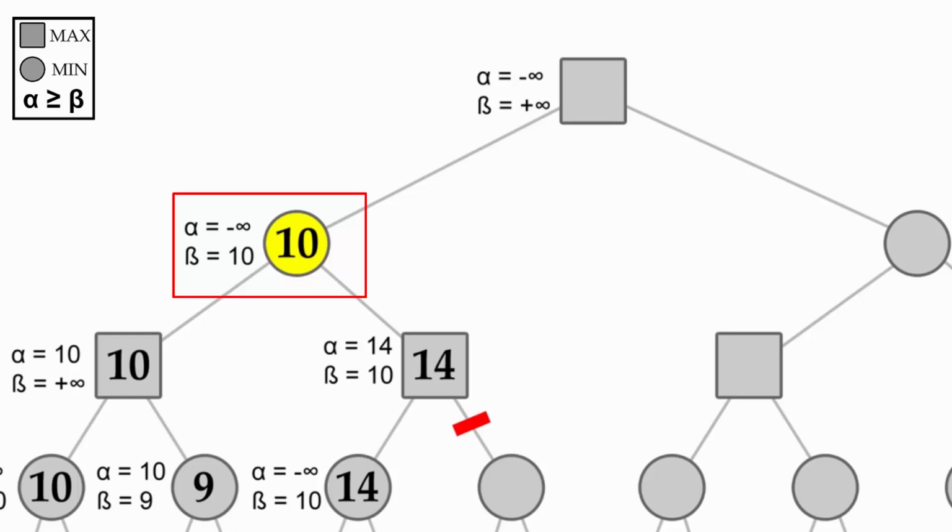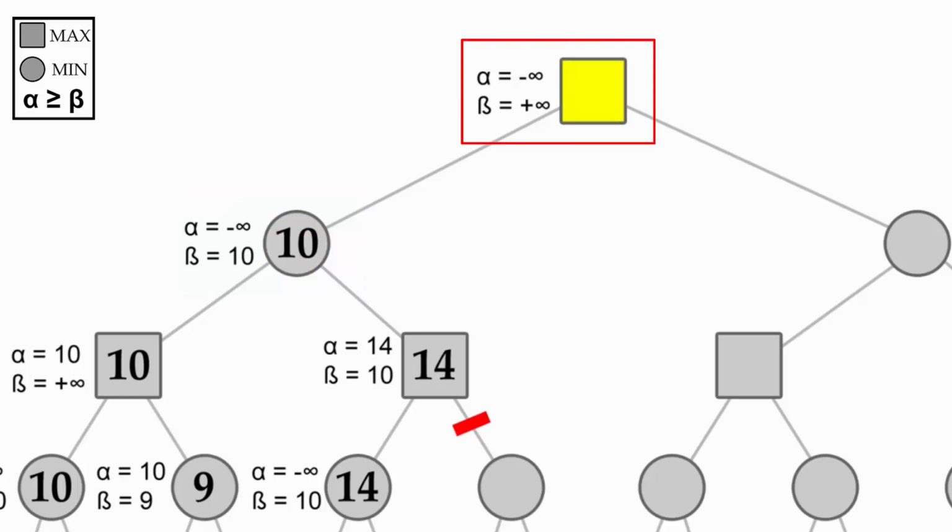Next, we'll backtrack to the max root node. We will set 10 as its alpha value because the value of this max node must be 10 or greater. Because alpha does not exceed beta, we can continue exploring. As we continue our depth first traversal, we'll pass along the root node's alpha and beta values.